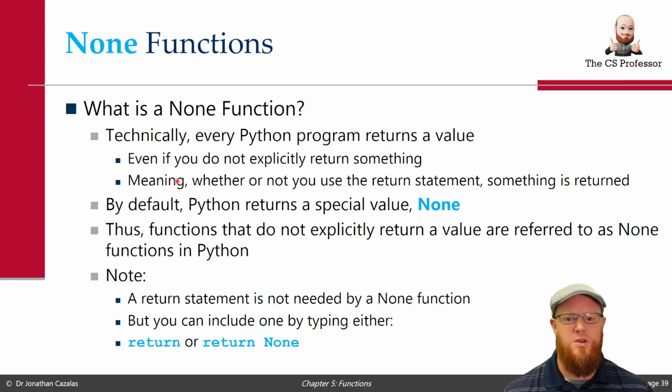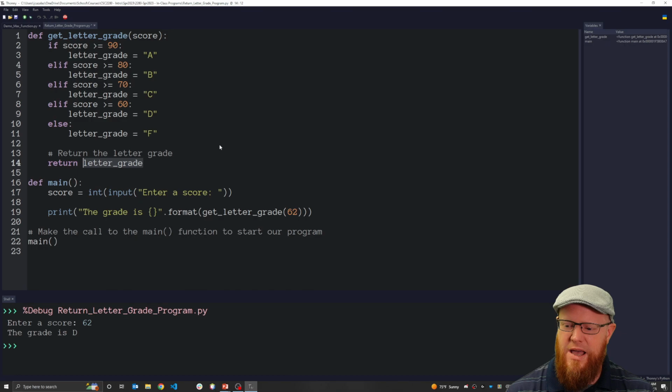So what are the slides? I want to introduce this idea of a none function. What is a none function? Technically, every Python program actually returns something. Perhaps as I've been debugging these, you may have noticed every now and then the debugger says none when it's done and it's trying to return. You might have wondered, what is that?